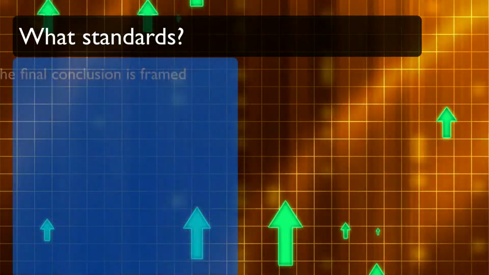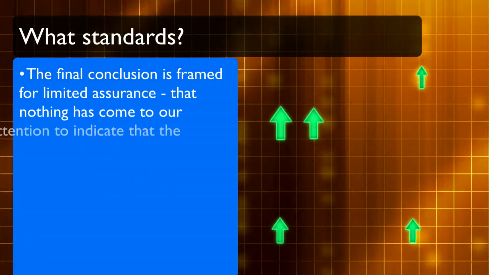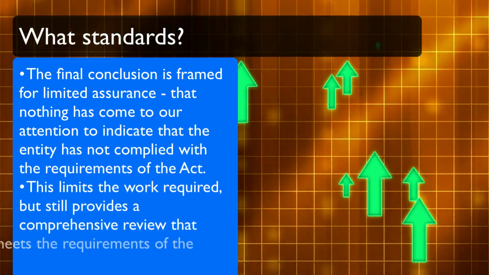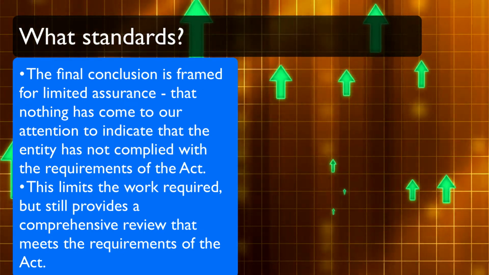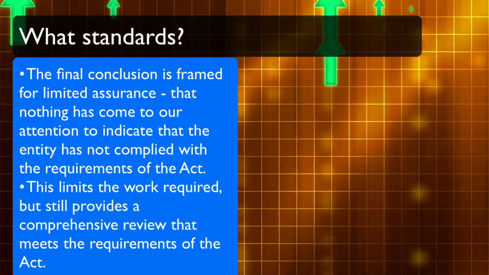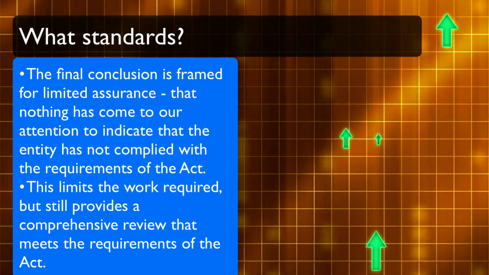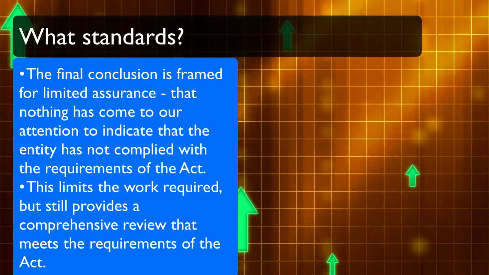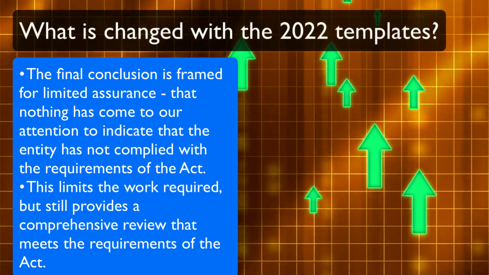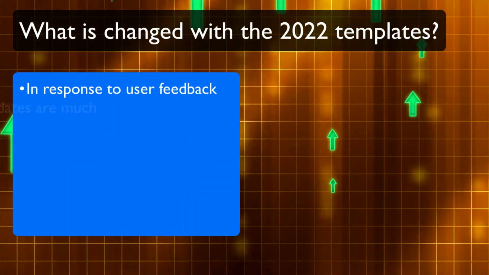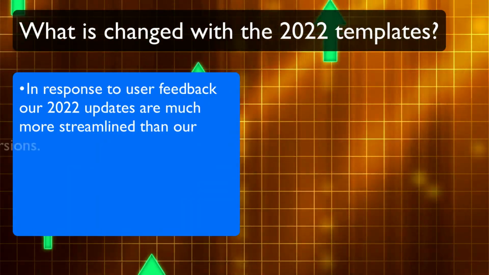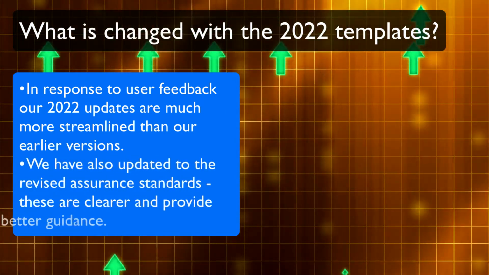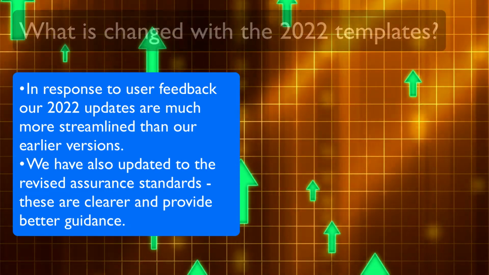The final conclusion is framed for limited assurance. That is, that nothing has come to our attention to indicate that the entity has not complied with the requirements of the Act. This limits the work required, but it still provides a comprehensive review that meets the requirements of the Act. Chartered Accountants Australia and New Zealand recommend the limited engagement as the best approach. These new versions that we've created in 2022 have been made in response to user feedback and are much more streamlined than our earlier versions. We've also updated to the revised assurance standards, and these are much clearer and provide better guidance.